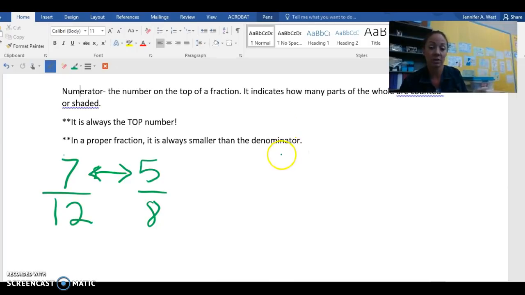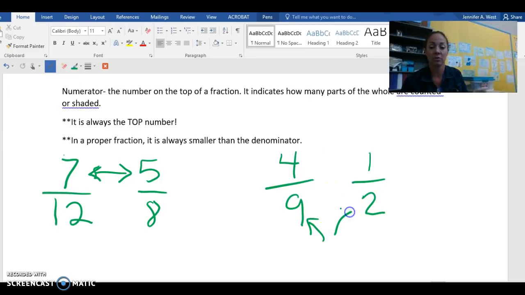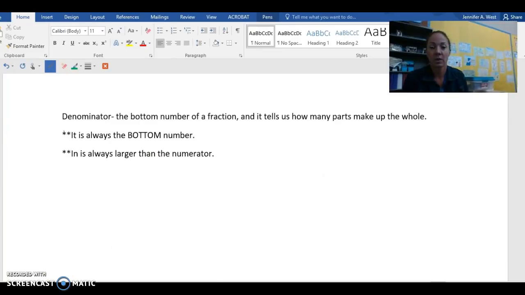Non-examples could be something such as 4/9 and 1/2, because the 9 and the 2 are not numerators. So make sure you include those in your notes.